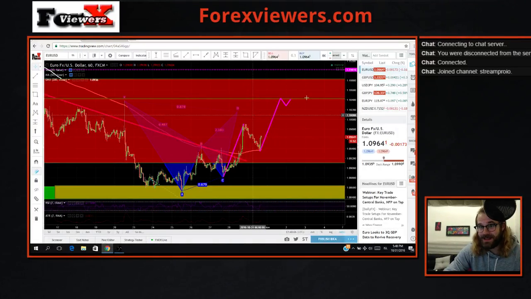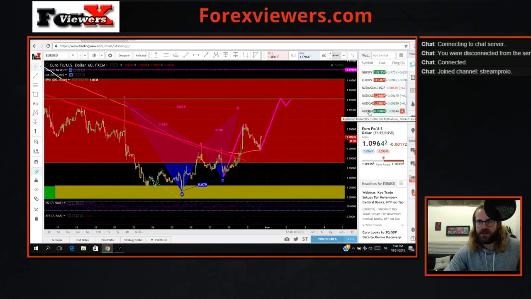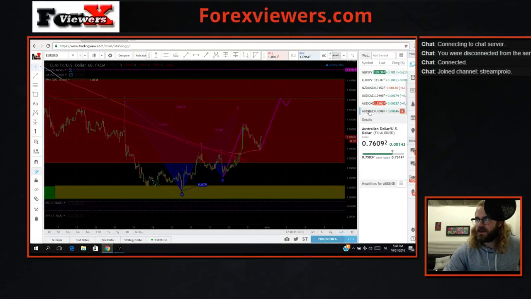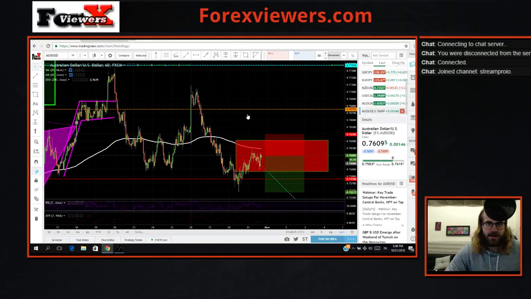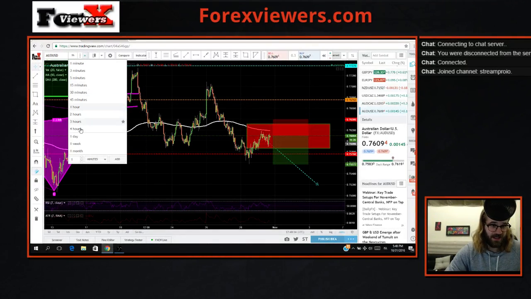And I do admit this is not the best example. I thought it was pretty good when I looked at it, but then when I started to explain it, I think I got a better one here on the Aussie dollar. Let's take a look at that. And that's current as well, so that's better. So let's take a look at the Aussie dollar here. Let's check out the 4 hour. I just did that moments ago.